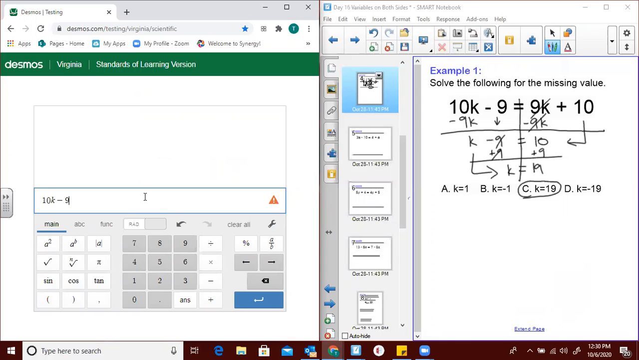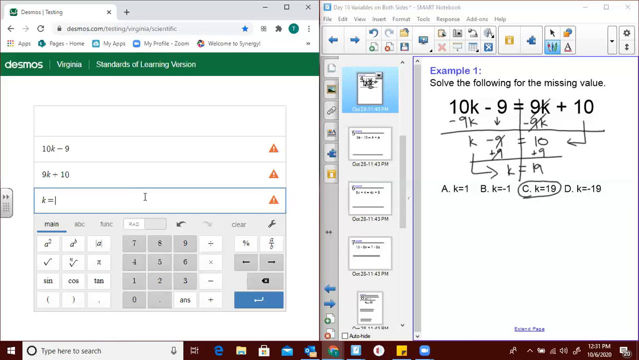Now we're going to hit enter, pretend that's our equal sign, and then we're going to write the right-hand side, which is 9k plus 10. Double check that you put this in correctly. Then you'll see that our variable is k, and we only have one, so that's k equals, and just try your answers.